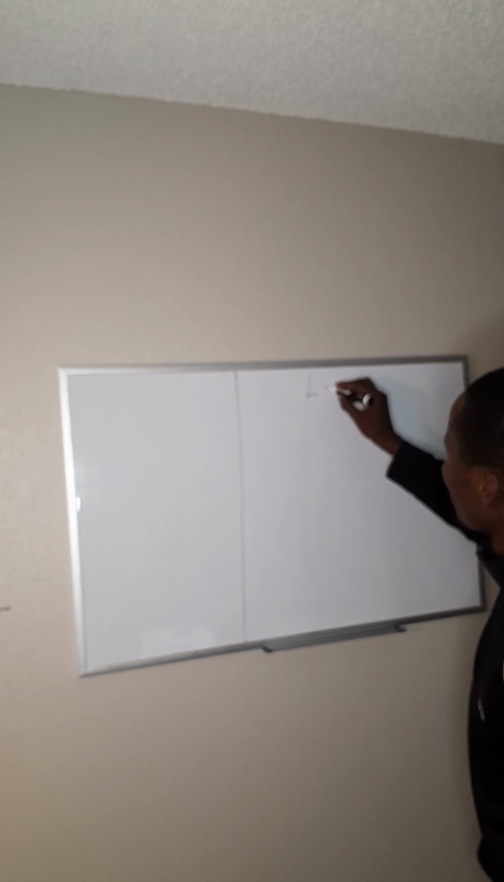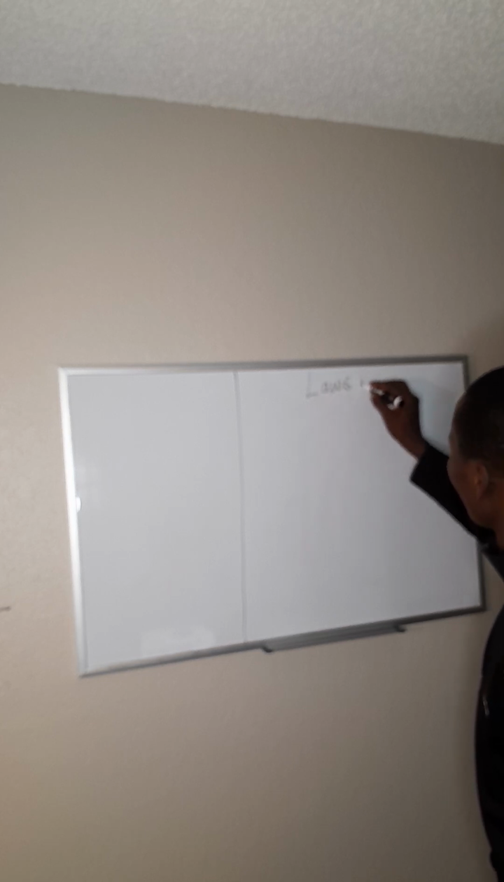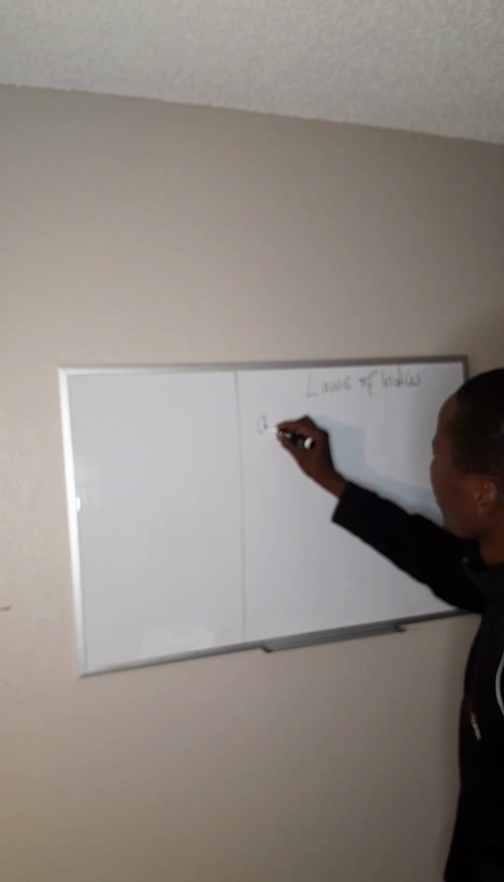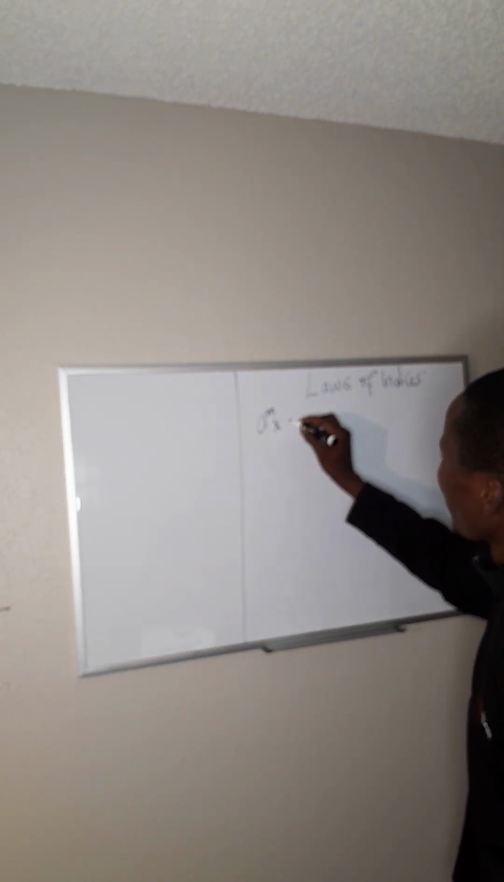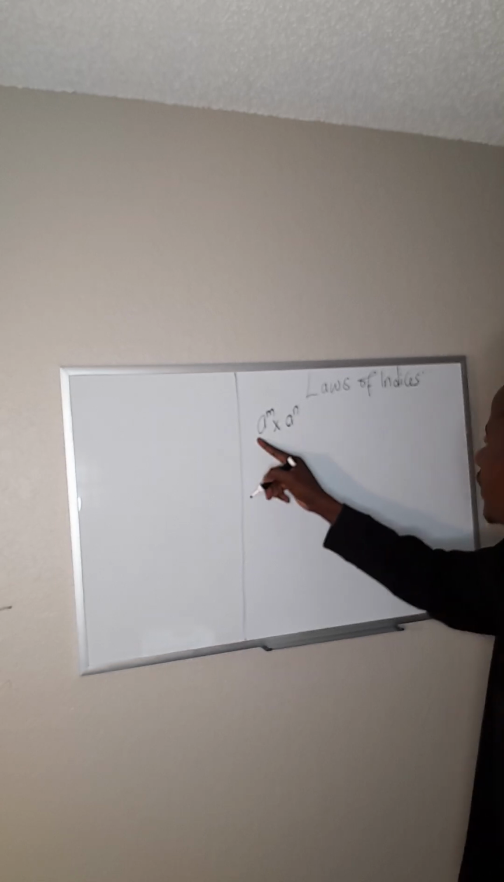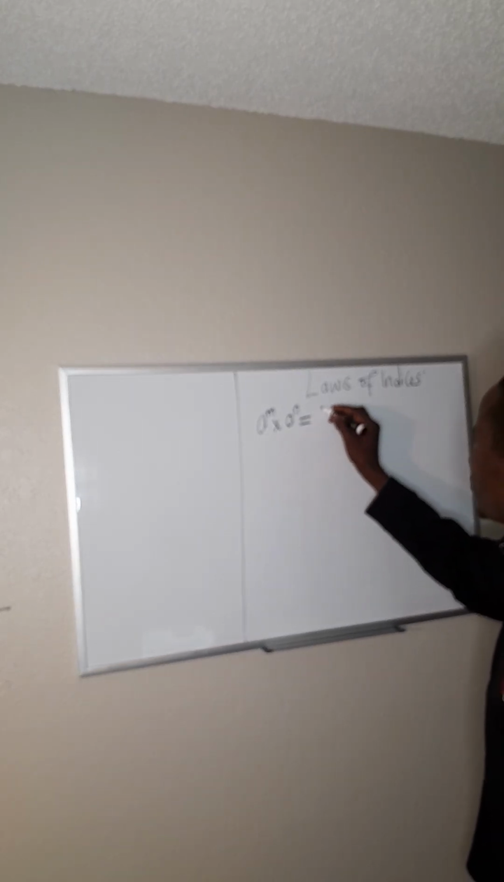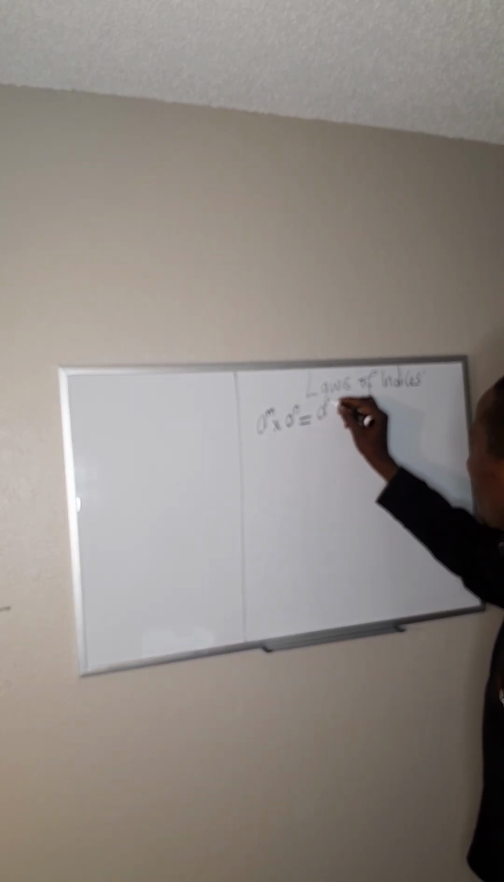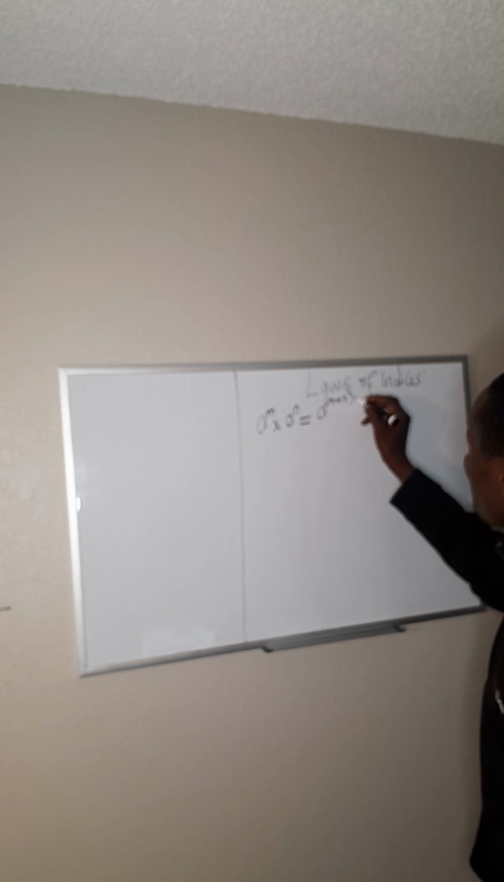Allow me to remind you about the laws of indices that are very common in mathematics. Laws of indices. The first law: when I am multiplying a raised to the power of m by a raised to the power of n, with the same base, it is equivalent to a raised to the power of m plus n. I will quantify this by giving you an example.